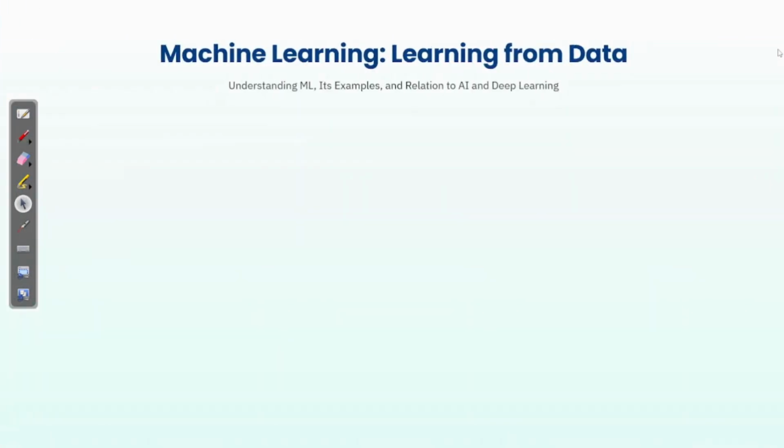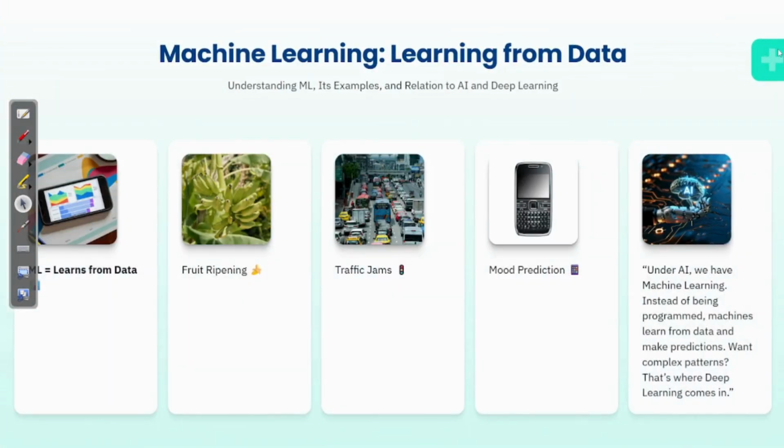Under AI, we have machine learning, also called ML. ML is where machines learn from data instead of being explicitly programmed. For example, predicting which fruit in your basket will ripen first, predicting which traffic sequence causes the worst jam, predicting a customer's mood from app usage patterns. ML finds patterns and makes predictions. Simple, right? But if you want the AI to understand complex patterns, you need deep learning. So let's move to the next slide.